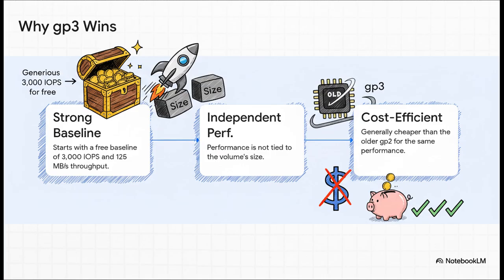So why is it so good? It really boils down to 3 things. First, you get a really nice baseline of 3,000 IOPS right out of the gate for free. Second, and this is the absolute game changer, its performance has nothing to do with its size. You don't have to buy a massive, expensive disk just to make it go fast anymore. And third, it's almost always cheaper than the old version, GP2. I mean, it's a total win-win-win.